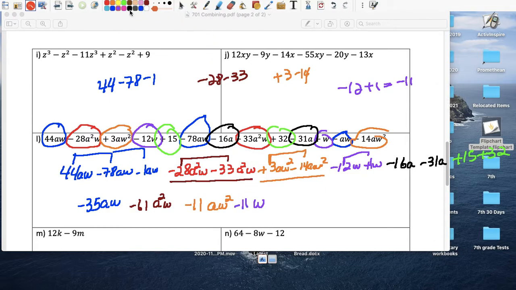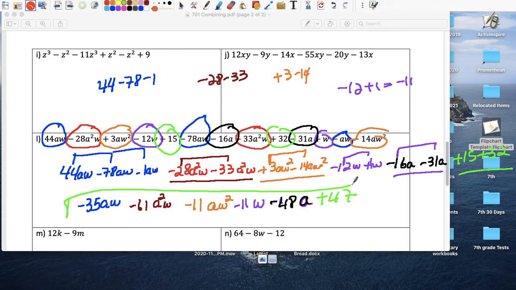And in black, oh, sorry, there's 2 more. In black, it's going to be something a. We got negative 16 and negative 31, and that's going to be negative 48. Should be black. Okay. Negative 48. And finally, in green, we have 15 plus 32, and that's just simply positive 47. So here's my expression. Here's my answer.